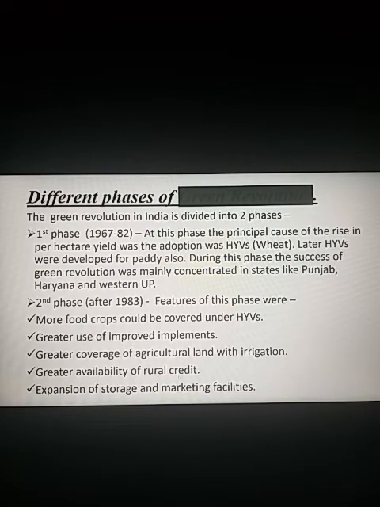The farmers were provided with financial assistance, or loan facilities, through nationalized banks, cooperative banks, regional rural banks, and NABARD. So institutional credit facilities were extended to farmers to meet the requirements of modern irrigation, or irrigation implements. Then expansion of storage and marketing facilities. Warehousing facilities were provided through the Central Warehousing Corporation and State Warehousing Corporation. Marketing facilities were extended by establishing regulated markets, APMCs, that is Agricultural Produce Marketing Cooperative Societies, and other cooperative societies, through which marketing became quite easier for the farmers.